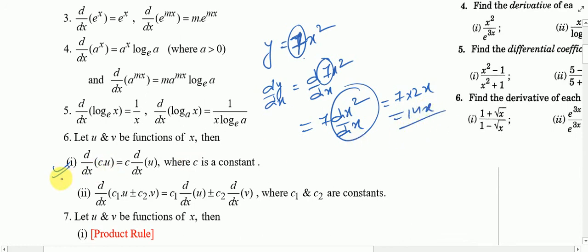So this was about the sixth one, where it's trying to say that this constant comes out, and this function of x remains here, and you have to differentiate it further.